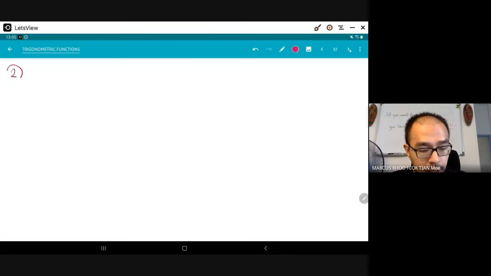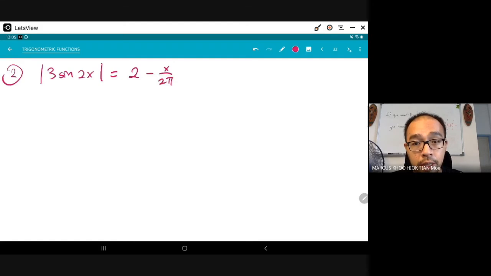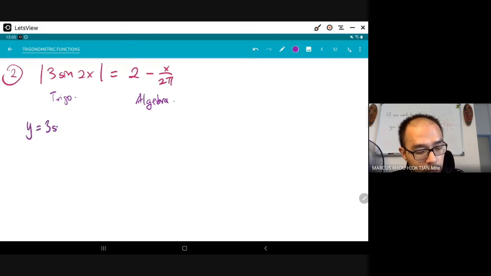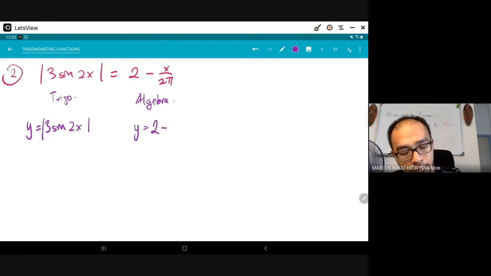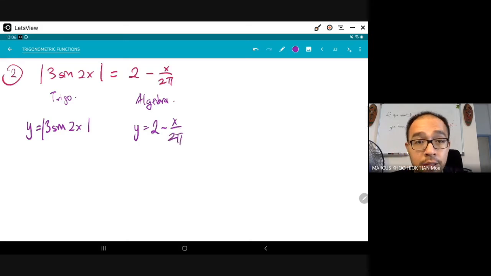The second question is a slightly complicated one, but we can do this. 3 sine 2x modulus equals 2 minus x over 2 pi. Obviously the one on the left is the trigonometry one, and this one is the algebraic. So our two equations will be y equals 3 sine 2x modulus and y equals 2 minus x over 2 pi.